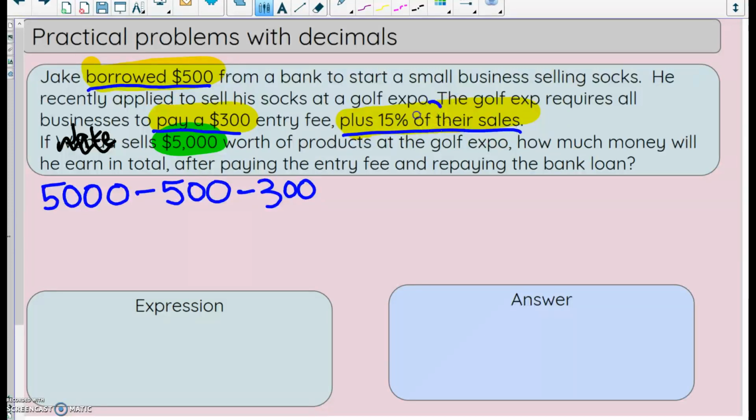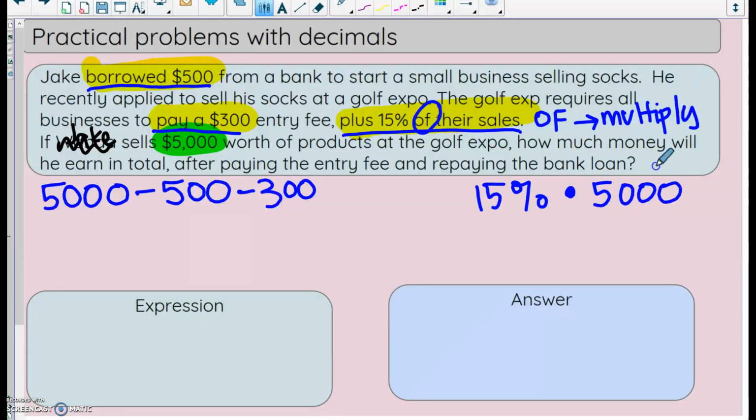So one thing that I want to circle is the word of. So in math, oftentimes the word of means that you need to multiply. So 15% of his sales would be 15% times $5,000 because that's what his sales are. So I'm going to do this off to the side. So 15% of, so times, I'm going to indicate that with a dot, $5,000.